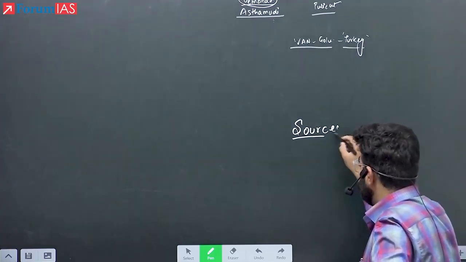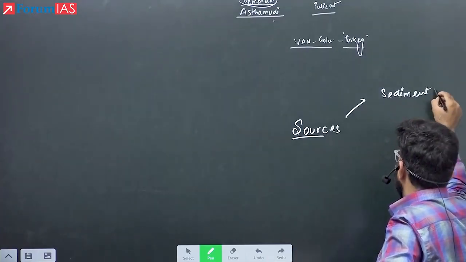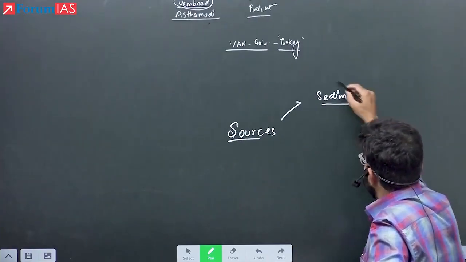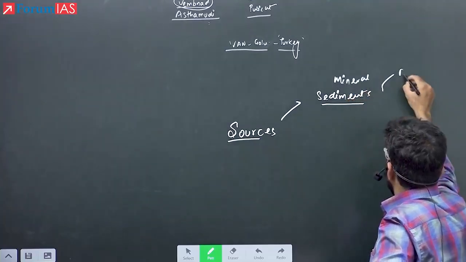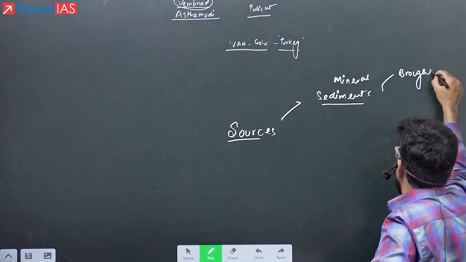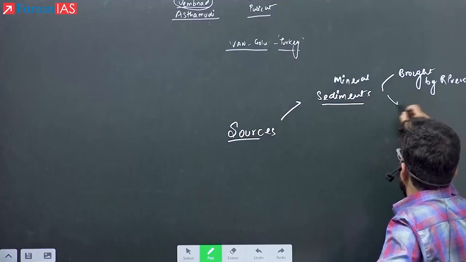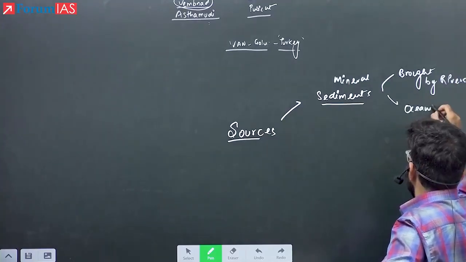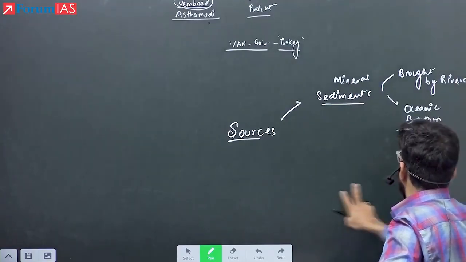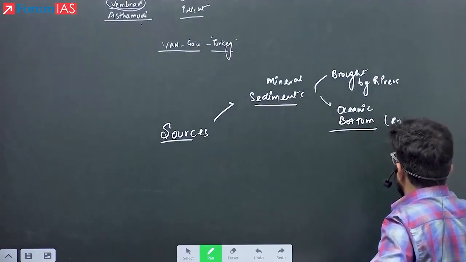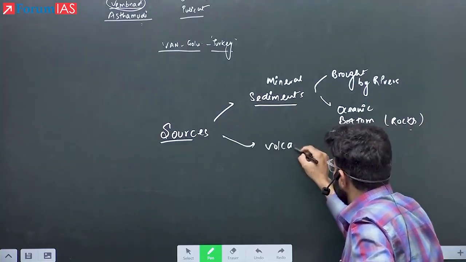So the sources of salinity are obviously number 1, mineral sediments brought by rivers. And also in the oceanic bottom they are found. Then second source is underwater volcanic activity.